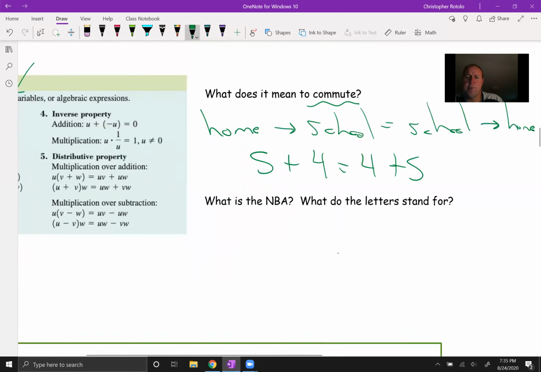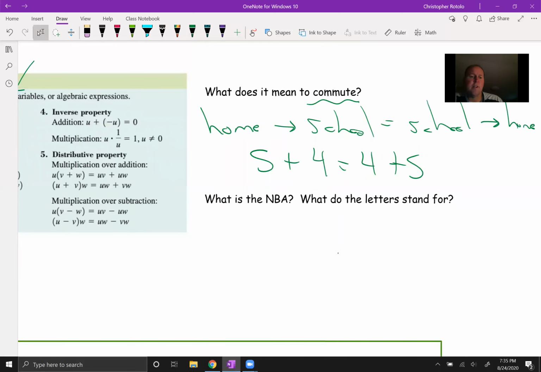So if you've ever had trouble with these, then we want to make sure we clarify that for you. The next thing is, what is the NBA? Well, it's the National Basketball Association. Okay, so the key here is the A part of what do the letters stand for? Association on the end. So that's the associative property.